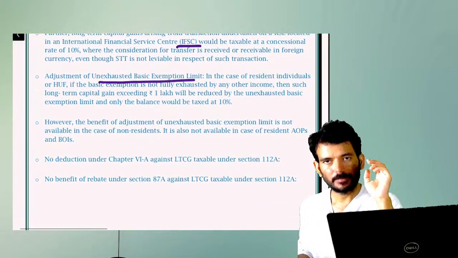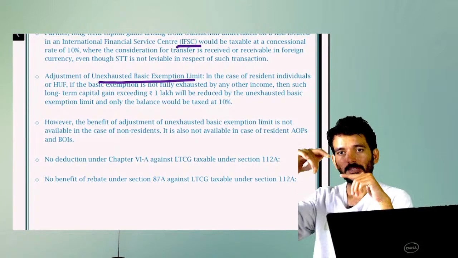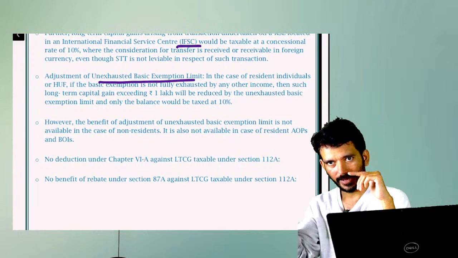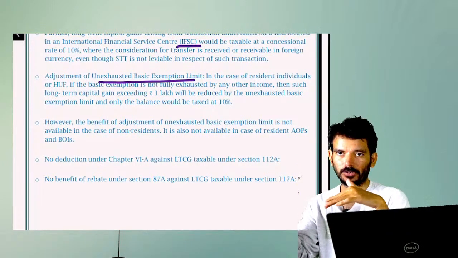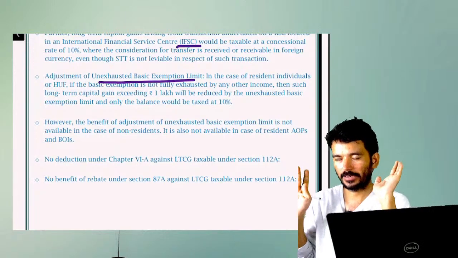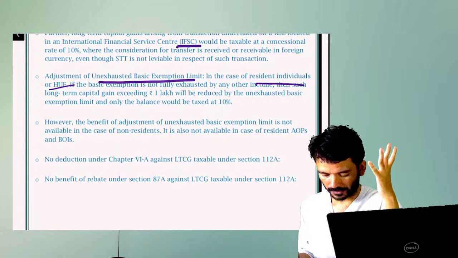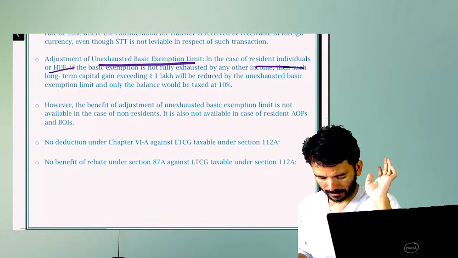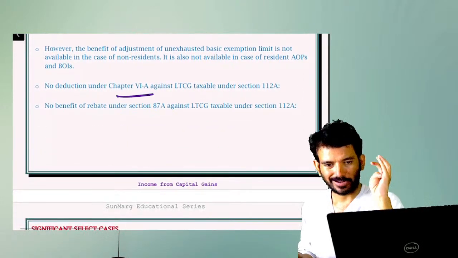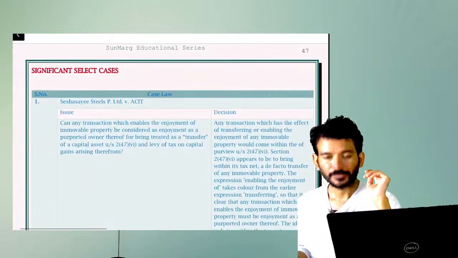Again, basic exemption limit exhaustion you can also take, just like I said for 112A, 112 also, same thing here. Post that 1 lakh, if it is below 2.5 lakh, whatever is the basic exemption limit for you, you can take that benefit, but it's only for individuals and HUF, not for a company, AOP or BOI. It's not for anyone. Chapter 6A deductions you cannot claim, and you cannot claim the rebate on that also.